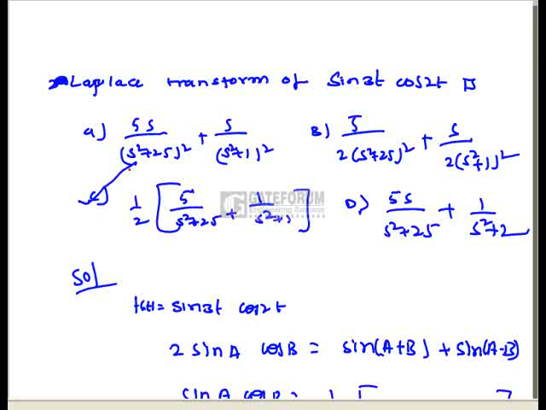The first important thing is that we have to recall the trigonometric equation. If you know this equation, the answer will be very simple. Otherwise it is not a simple one.